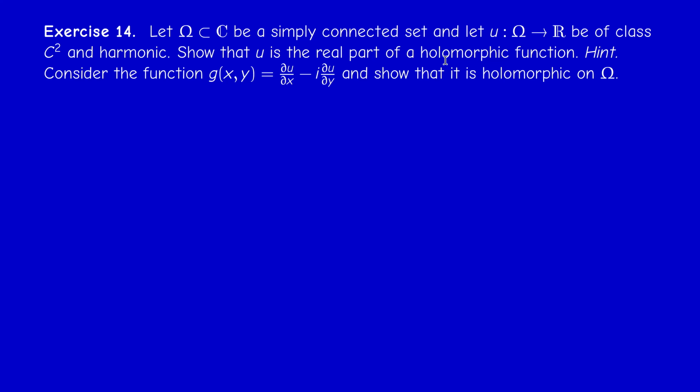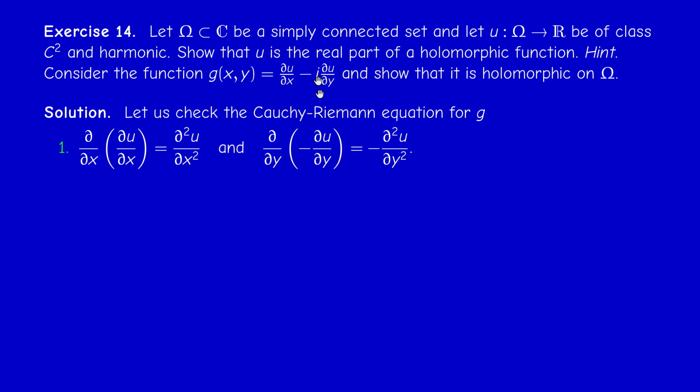This is the kind of converse to a previous exercise. We know that the real part of a holomorphic function is harmonic. Now we are trying to prove the converse, but under the extra assumption that the domain is simply connected, because if the domain is not simply connected, you can give counterexamples. And you are given a hint: consider del u over del x minus i del u over del y.